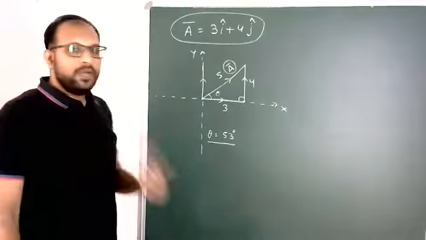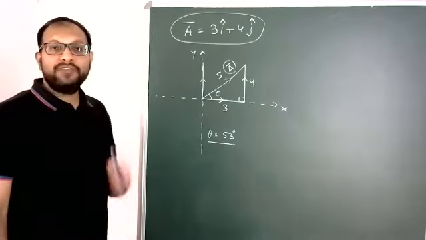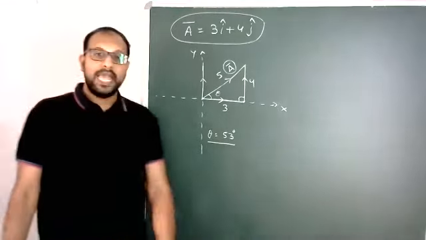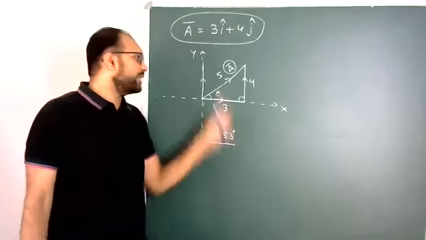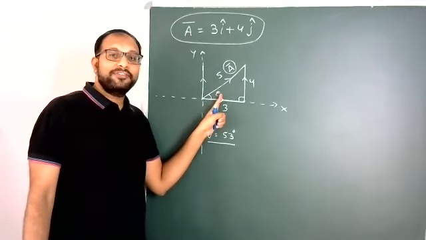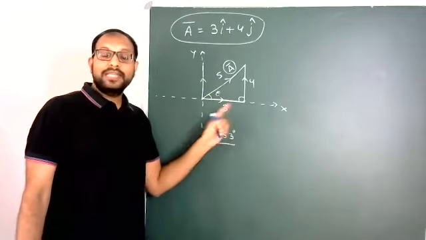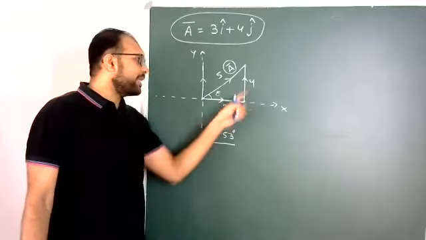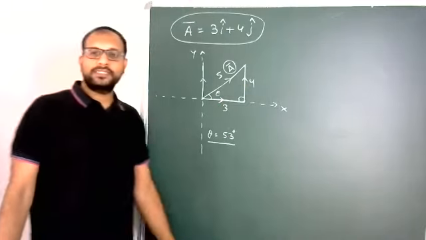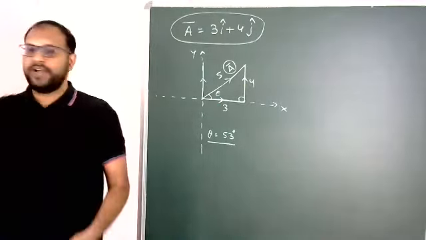Now here, one vector, same vector I am taking. One vector, that is A bar, having magnitude 5 units and angle 53 degrees towards y from the x-axis. Then find x component and y component. So how to find this, just wait.